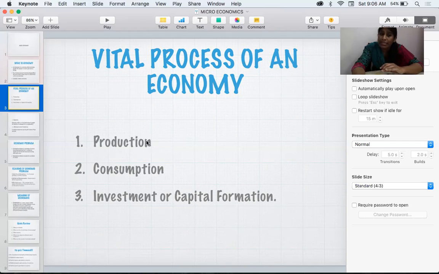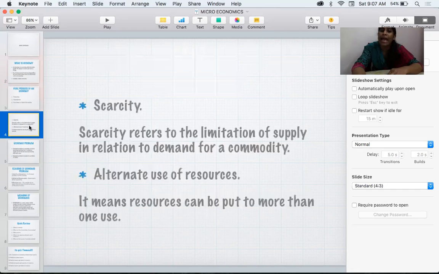On the basis of production, consumption, and investment, an economy is divided into mainly three types: capitalist economy or market economy, planned economy or socialist economy, and of course we also have the mixed economy. So the vital processes of an economy are production, consumption, and investment. Is it clear?